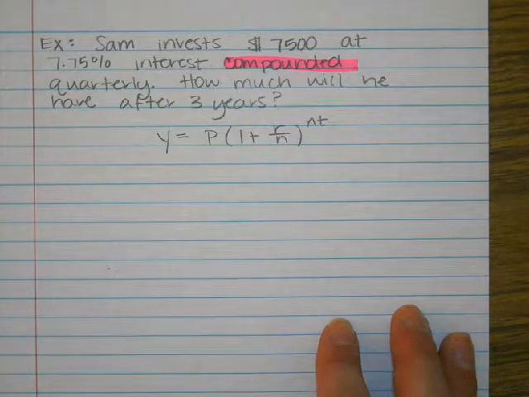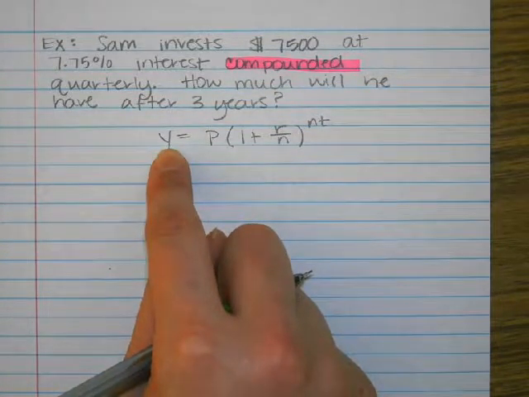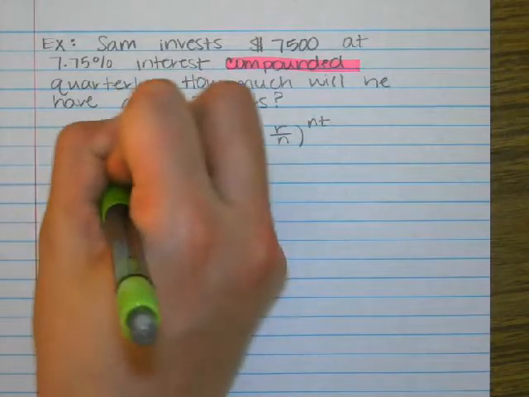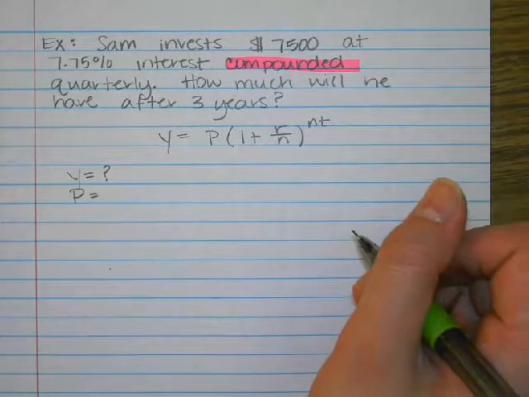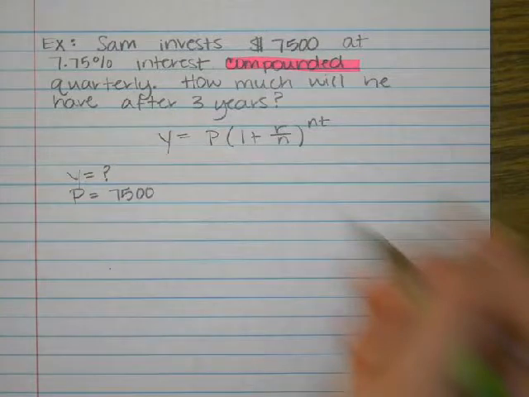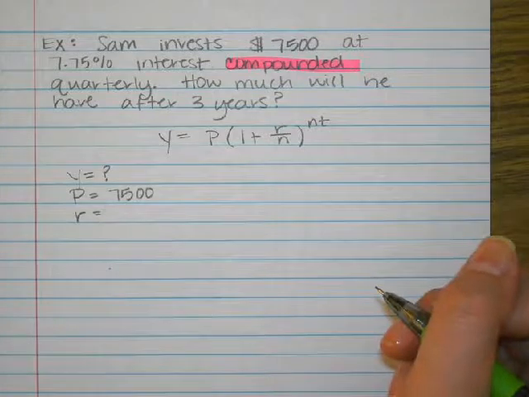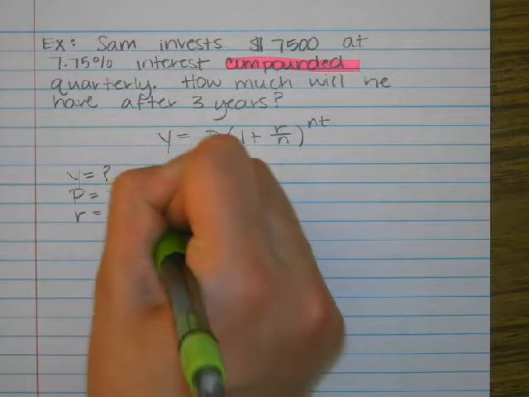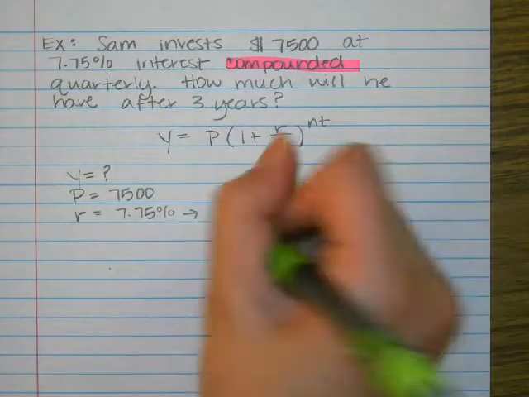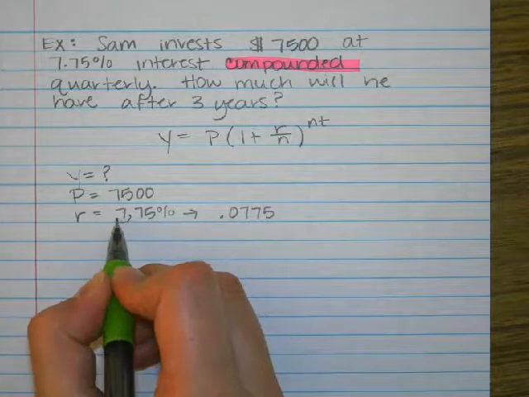And then we want to figure out what each of our variables is. So y is the final amount. Did they tell us what the final amount is? No, that's actually what we're trying to find. So y is question mark, we don't know that yet. P is the initial value or the starting amount: 7,500. That's just the number one. R is the percentage written as a decimal. 7.75%, but when we write it as a decimal, how do we write it? 0.0775. So we take that decimal place and we move it twice to the left.